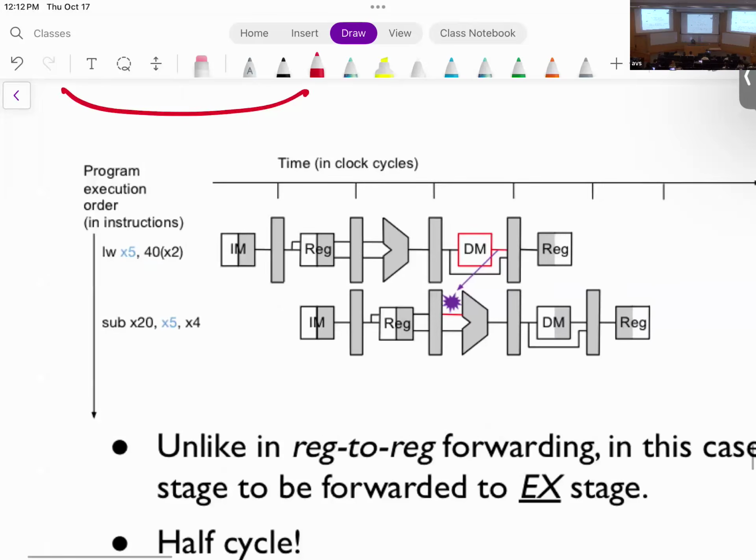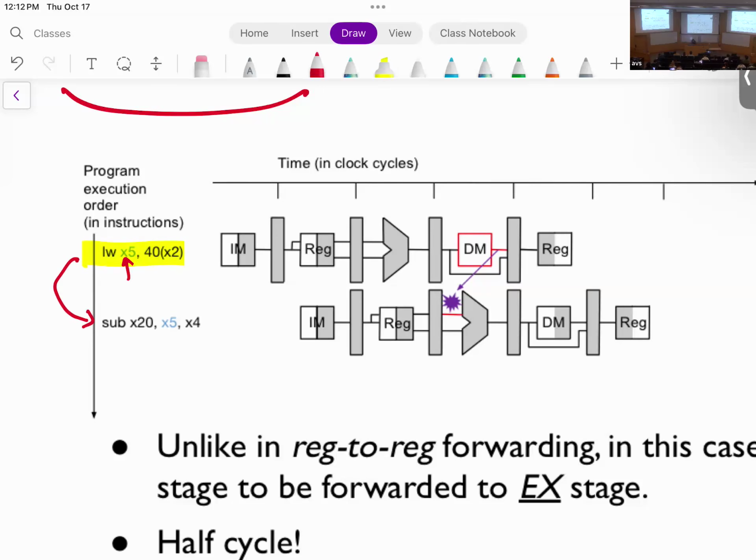So here's a concrete example. Let's say I have an instruction like load word X5, 40(X2). Essentially, it's reading the value that is stored at the address X2 plus 40, and saving that value into this register X5. So this is my RD. Now imagine that immediately after this, I have an R-type instruction which reads that X5 value. So now the question is, can I use forwarding for this?